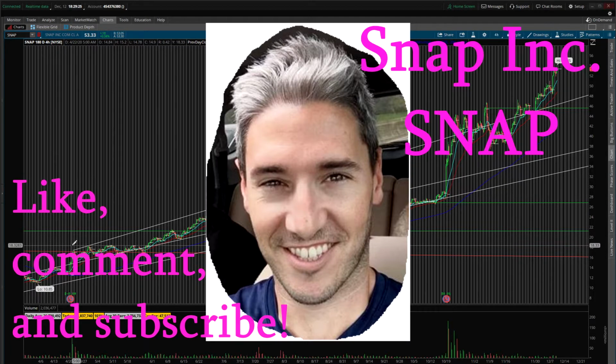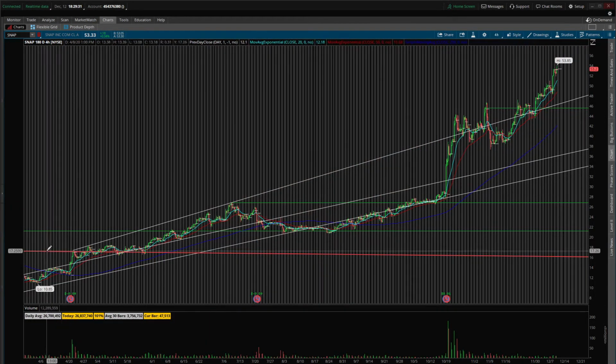My name is TJ, and today we're going to be looking at Snap, S-N-A-P. Here's the chart for Snap. We're on the 4-hour, 180-day chart, going back to right around the peak of the crash, when they hit a low of 10.85. That was on August 6th.